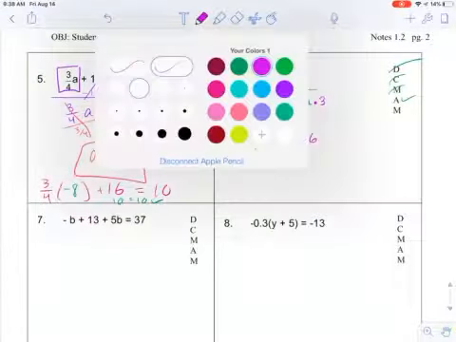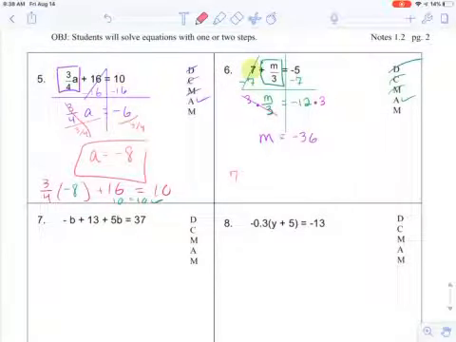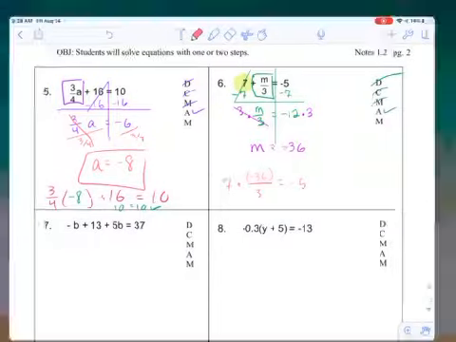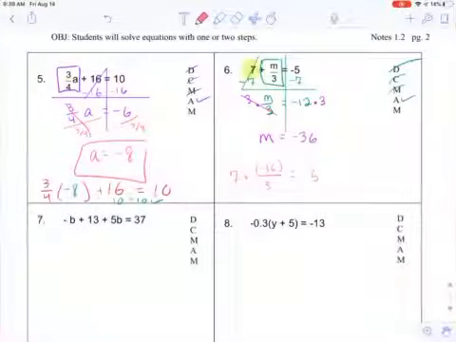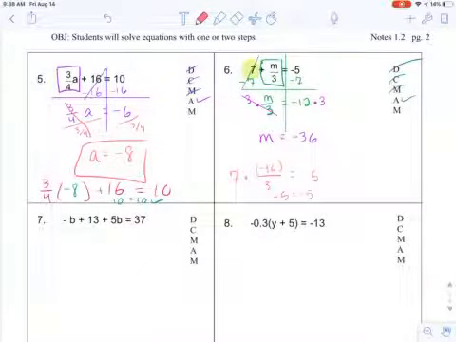Last, I want to check my answer. 7 plus m, but we know m is negative 36, or we think, divided by 3 is equal to negative 5. I'm going to check this really quick in my calculator. 7 plus negative 36 divided by 3, and I got negative 5, which is exactly what we were supposed to get. Negative 5 is equal to negative 5.